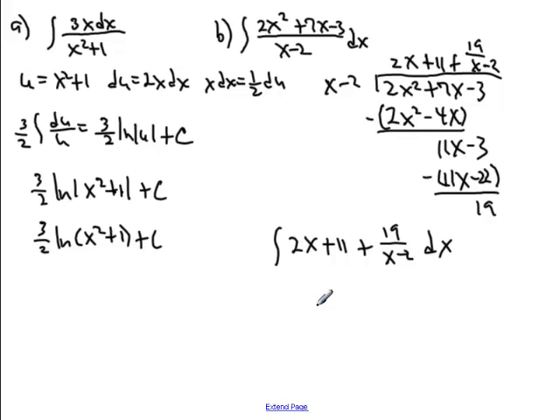Okay, so no calculus yet, but the hard part is really over. So the integral of 2x is x squared. The integral of 11 is 11x. Integral of 19 over x minus 2, well, 19 comes along for the ride. Antiderivative of 1 over x minus 2 is ln of x minus 2, but again, the absolute value of x minus 2. And plus c, and that's it.